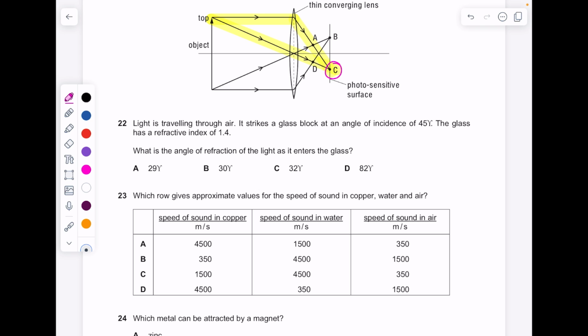Light is travelling through air. It strikes the glass block at an angle of incidence of 45 degrees. The glass has a refractive index of 1.4. What is the angle of refraction?